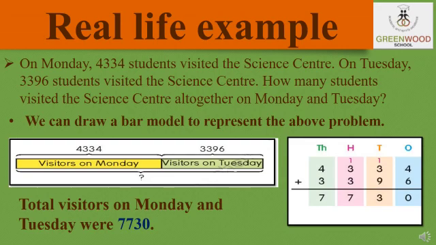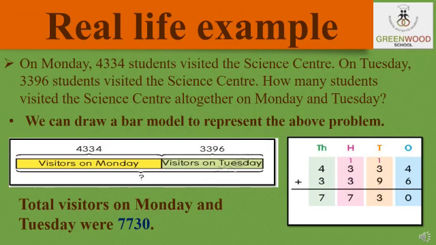As you can see in the picture, I have represented the figures in a bar model. That is, the yellow part shows us the visitors on Monday, while the green part shows us the visitors on Tuesday. Now we want the total of both the days. First, we'll place all the numbers in their respective places, that is ones, tens, hundreds and thousand. Now what is our step 1?